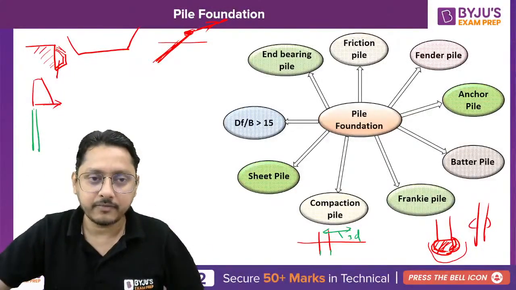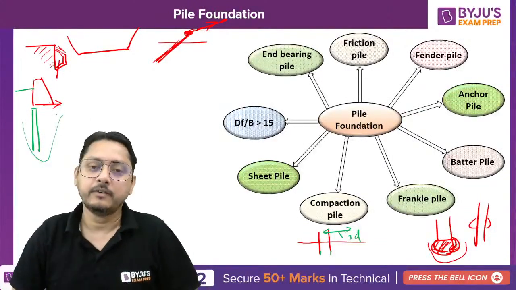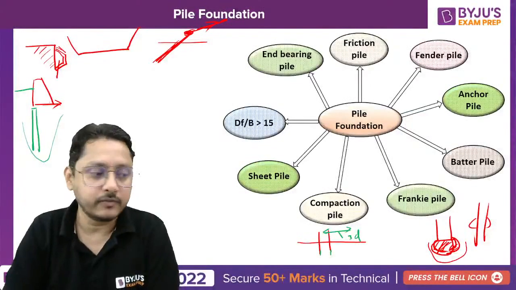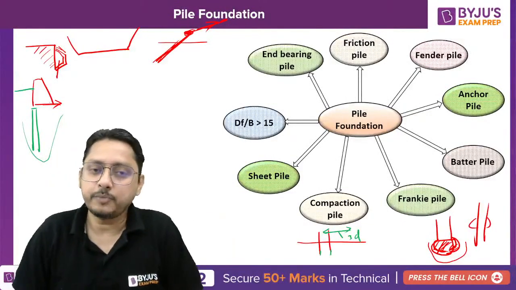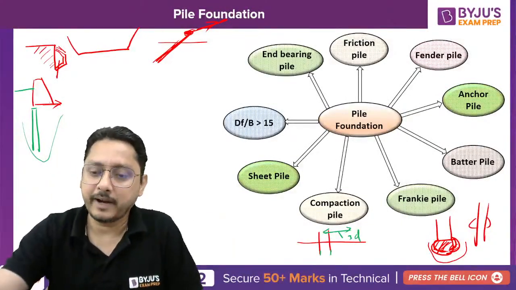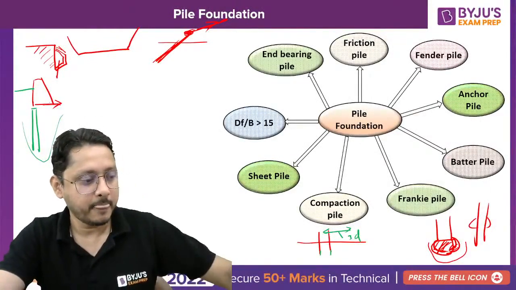Just beneath that dam, if you provide that sheet pile, it will increase the length of the flow, and consequently the erosion will be stopped, isn't it? Less erosion will be there. So that is why we provide the sheet pile. These are some of the piles which are very important. You should know them. Sometimes they ask for only 1 mark in the question.